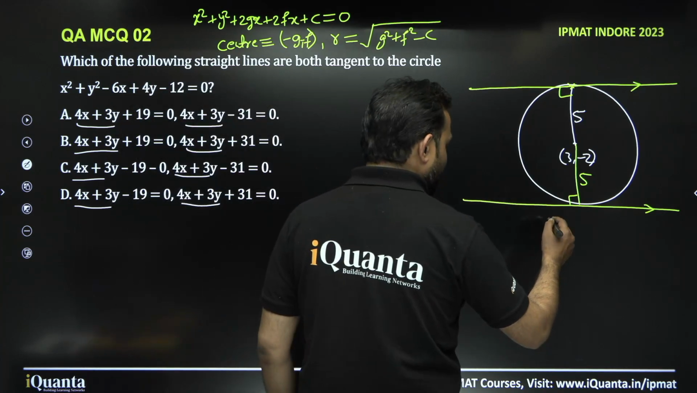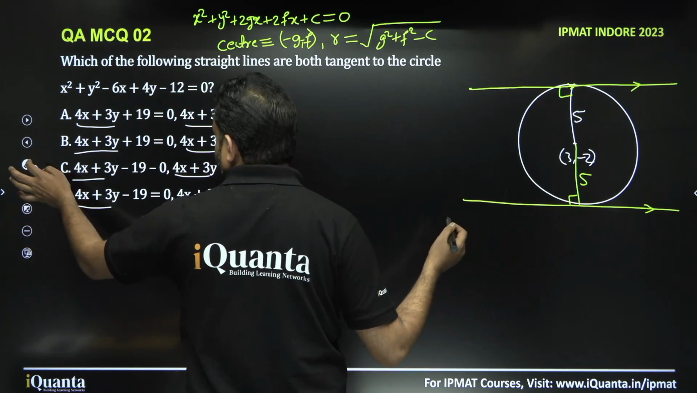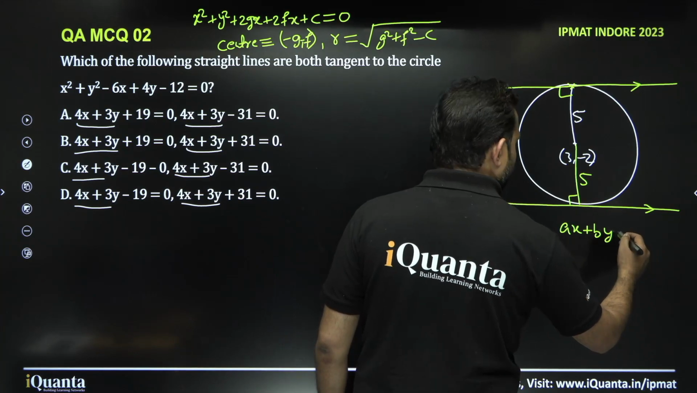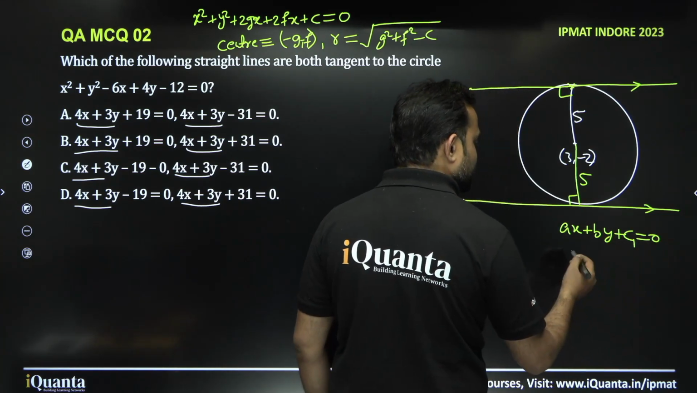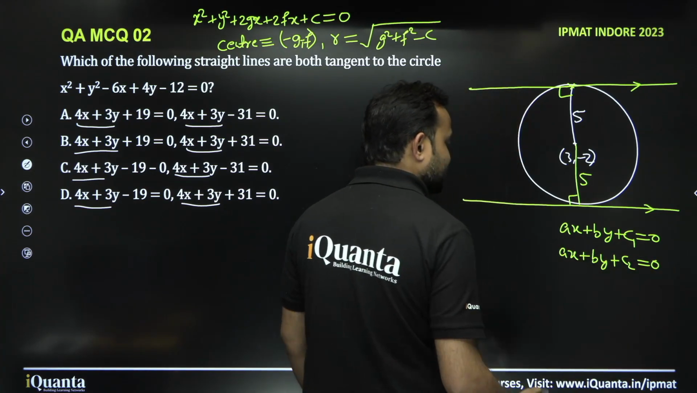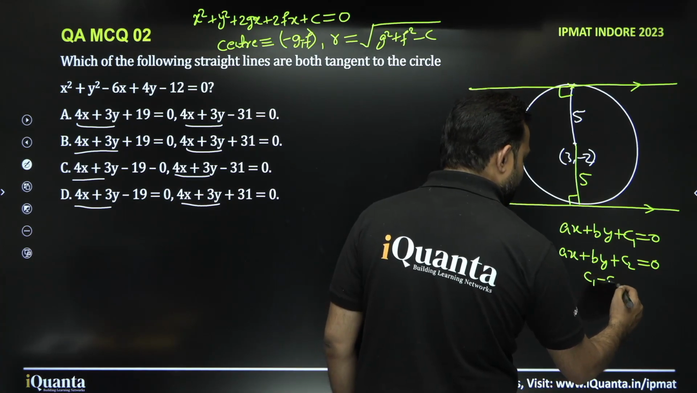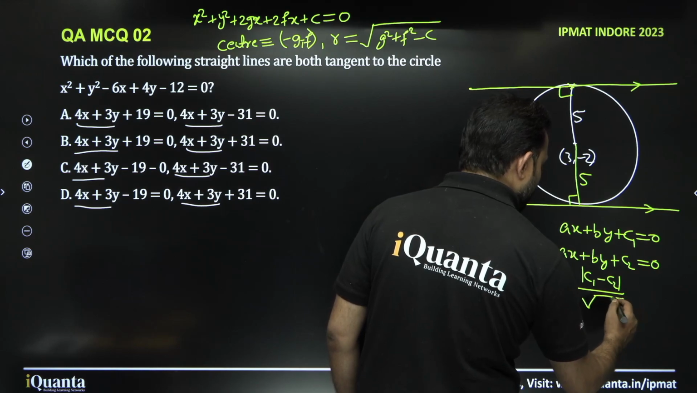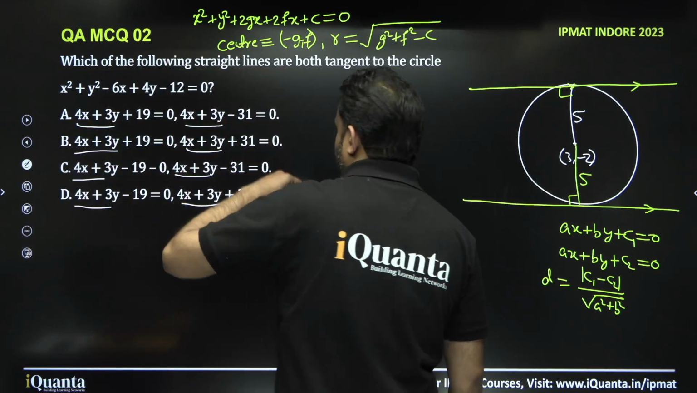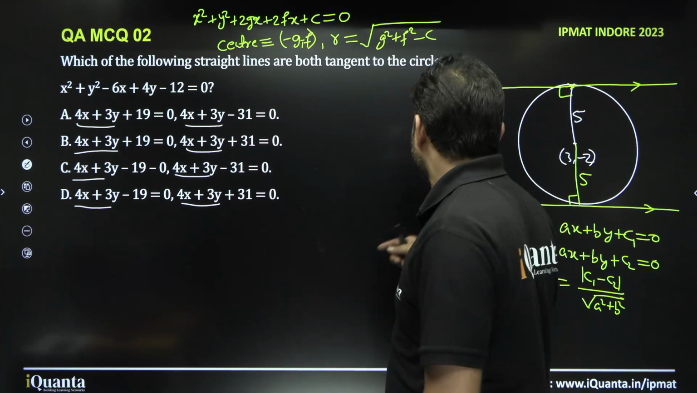Let's say we have 2 parallel lines, something like Ax plus By plus C1 is equal to 0, and there is another line which is parallel to this, which will have the same slope. Then the distance between these 2 lines will be equal to mod of C1 minus C2 divided by square root of A square plus B square. So basically, we check in which of these lines the distance between both of the lines is 10, which is nothing but the diameter.